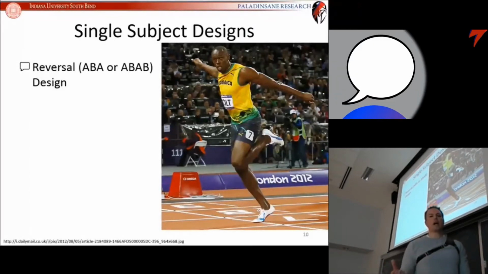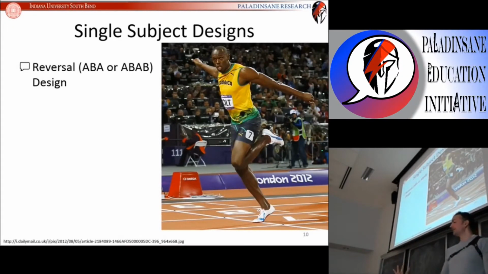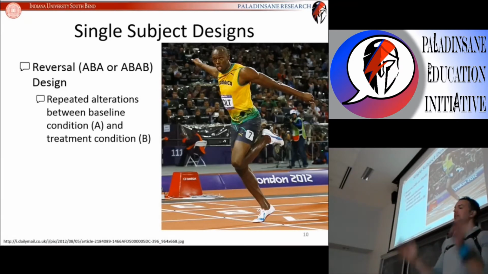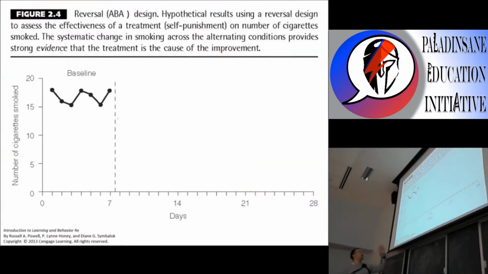So the reversal design, an ABA, or if you find out your treatment is successful, ABAB design, is where you start off with a baseline period, then you institute a treatment period, and then you reverse the treatment. You go back to baseline and see what happens. And it's that going back to baseline and seeing what happens that lets you know, was it the treatment or was it something else? So let's take a look at this for our smoking example.